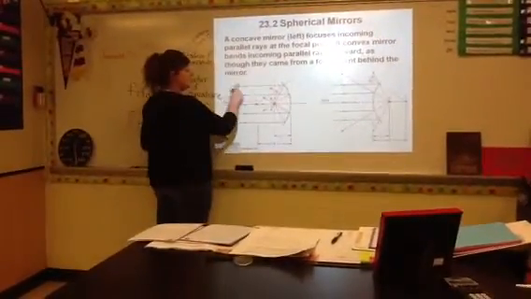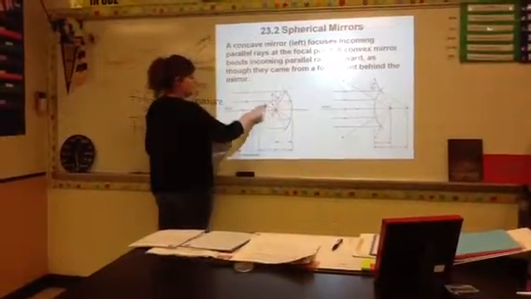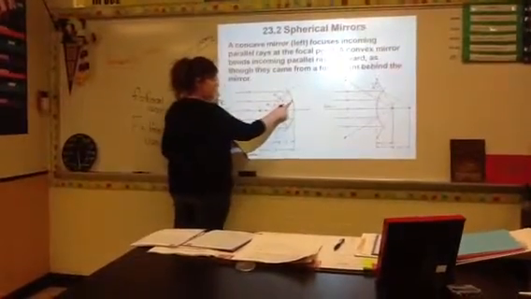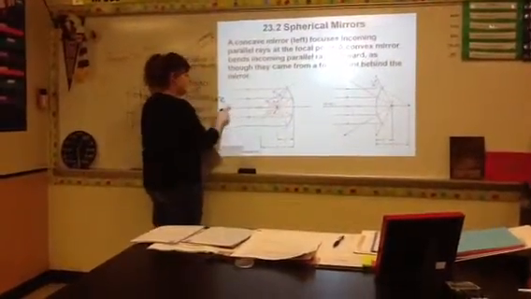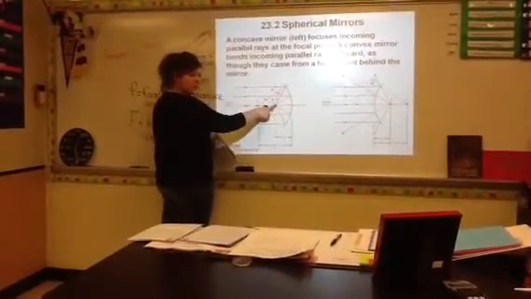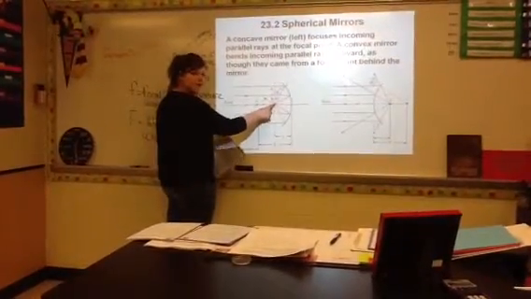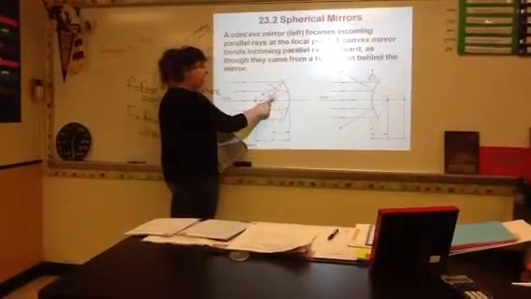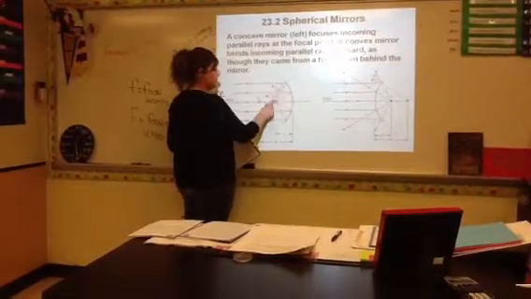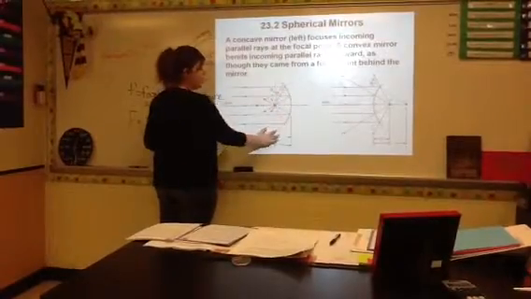I have light rays that are hitting this mirror. They bounce off. If I follow this incident ray, it hits the mirror, and if I follow the reflected ray, it hits this point. Every single one of these lines goes through this point. So this has to be the focal point, because that's where all of the light rays come together. This would be for a concave mirror.